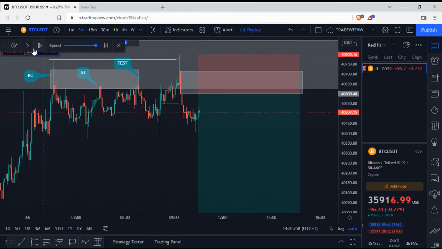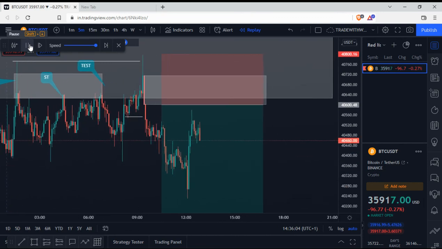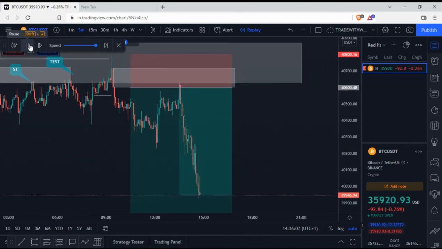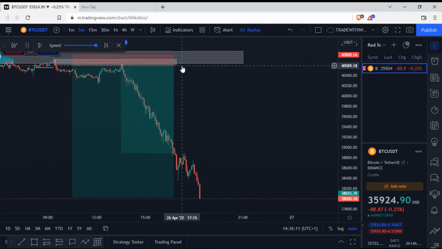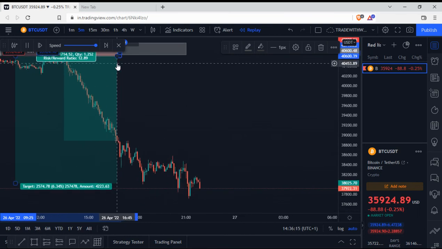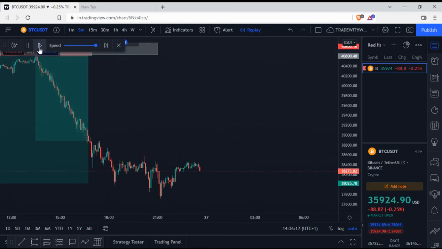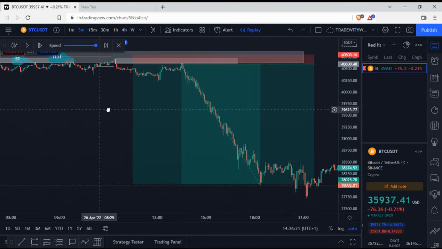Yeah, this is what I want to see. More breaking of structure comes to the downside, confirming that zone for me. Now it's tapping into my point of interest, and as you can see, it sold off like no man's business. So this is simple Wyckoff, just like I explained, simple Wyckoff.